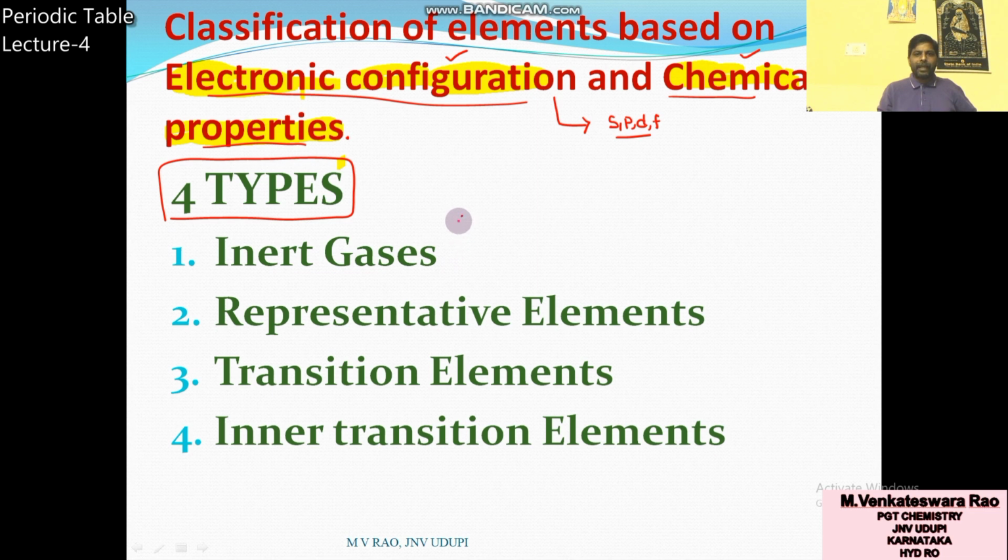Type 1, inert gases or noble gases. Type 2, representative elements, or you can call it as normal elements. Next, type 3, transition elements. Type 4, inner transition elements. So elements in the periodic table are classified into 4 types based on electronic configuration and chemical properties.